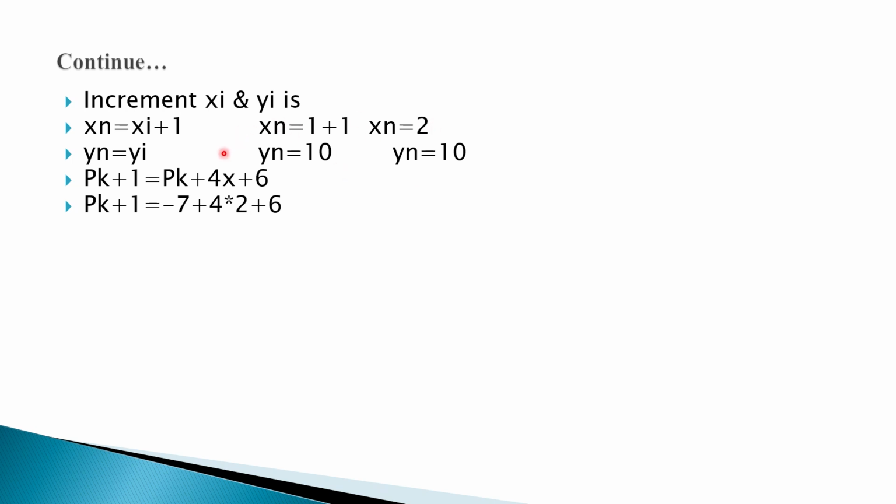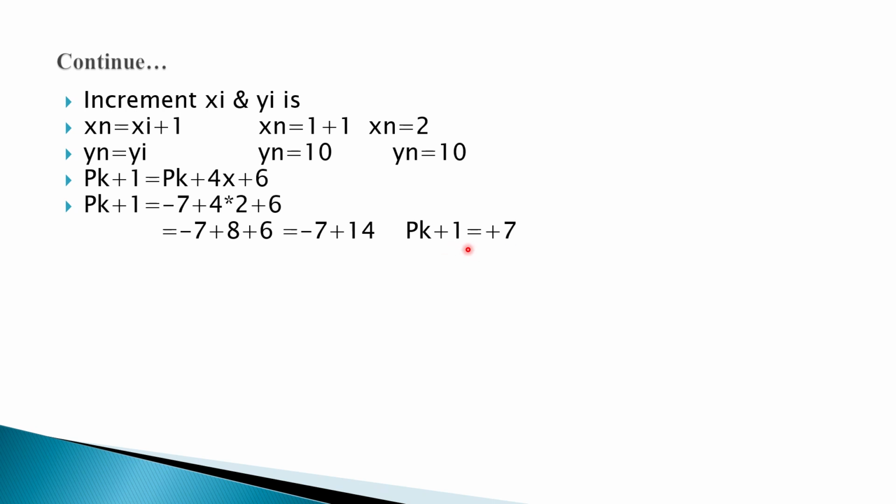We again got a negative pk value, so we take the same formula: minus 7 plus 4 into the x value, which is now 2, plus 6. That is minus 7 plus 4 into 2, which is 8, plus 6. Minus 7 plus 14 gives a positive pk value of 7.